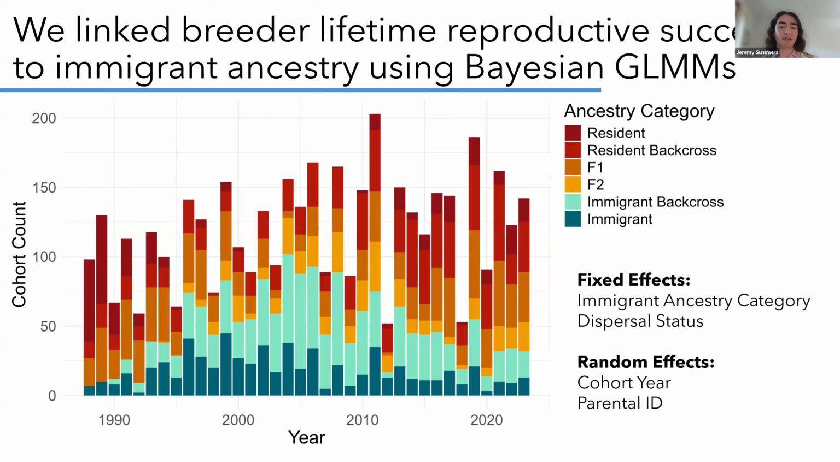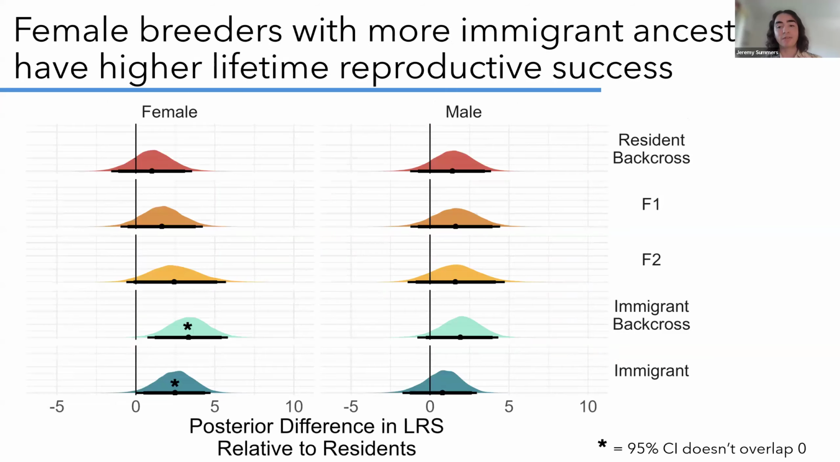We then used a Bayesian generalized linear mixed effect model to estimate lifetime reproductive success for breeders, controlling for whether an individual dispersed into the study tract, their cohort year, and the identity of their parents. The results of our models are then presented like this, with the posterior distributions of lifetime reproductive success relative to residents. For example, the 95% credible intervals for immigrant and immigrant backcrossed females do not overlap 0, indicating that both groups have much greater lifetime reproductive success than residents.